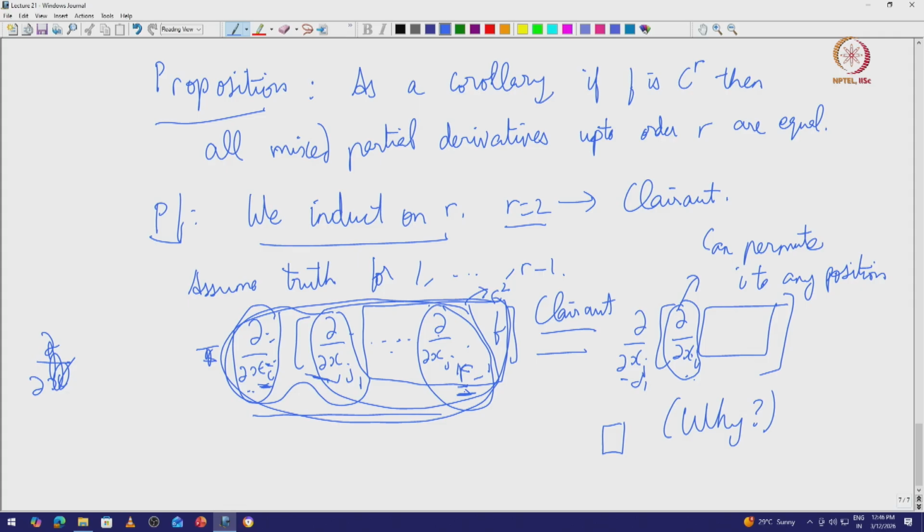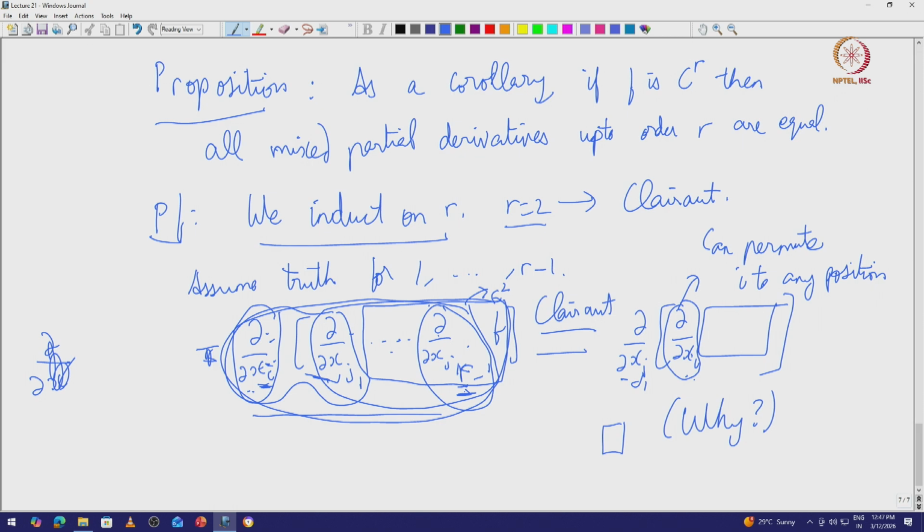So this requires some amount of thought, but I invite you to think about it because this will give you some clarity on how Clairaut's theorem works. I'm deliberately not giving you all the details. So that's great. We have proven a very interesting result here.